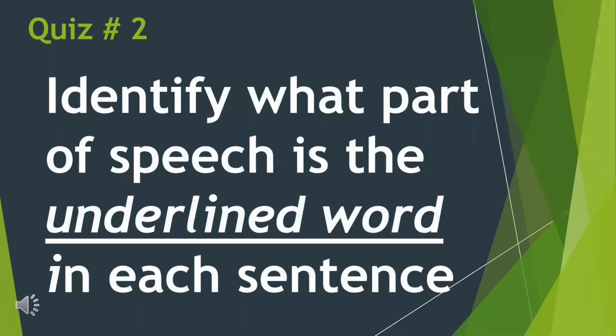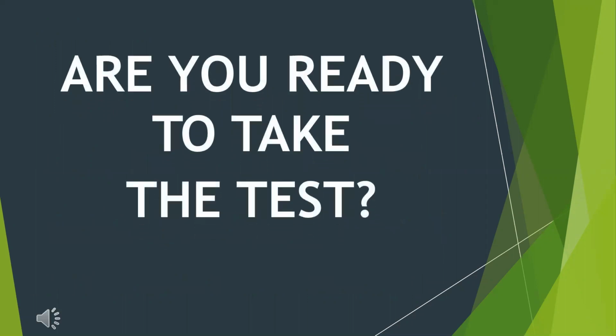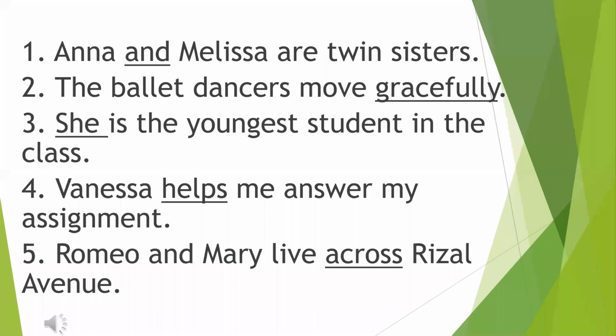Quiz number 2. Identify what part of speech is the underlined word in each sentence. Are you ready to take the test? Let's begin. Number 1. Anna and Melissa are twin sisters. Number 2. The ballet dancers move gracefully.